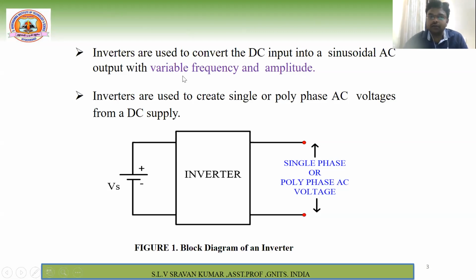Let us say one example of where we will use variable frequency. Later we will discuss clearly when we see the applications. We already know the speed control of induction motor by using V by F control. In that V by F control, generally we require variable voltage as well as variable frequency to keep the torque constant. For that we require variable frequency and amplitude, which we can achieve by using this inverter. So this is the block diagram of an inverter which converts DC to AC.